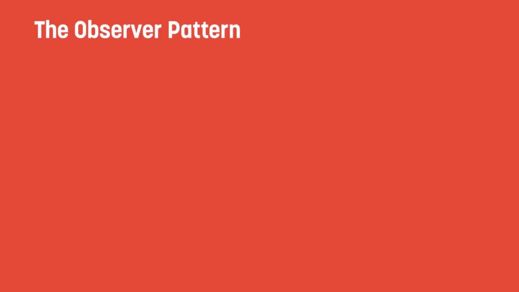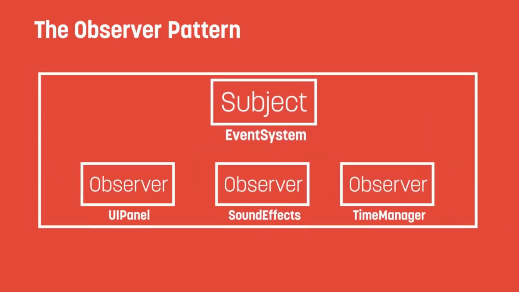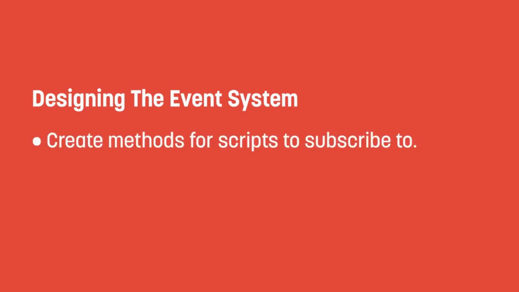So this is why we turn to a custom event system. A custom event system is a form of observer pattern. This is where an object, also known as the subject, maintains a list of its dependents, known as observers. Then, if a state is changed, the subject notifies all of the observers of said change, usually by calling their methods. So, for our event system, we're going to create methods that our scripts can subscribe and listen to.